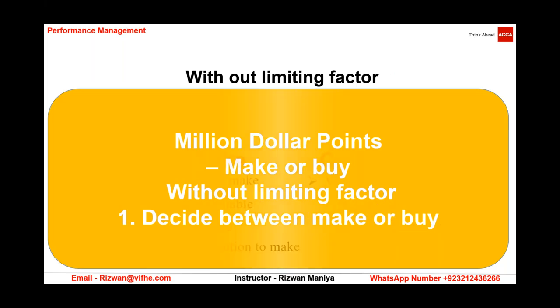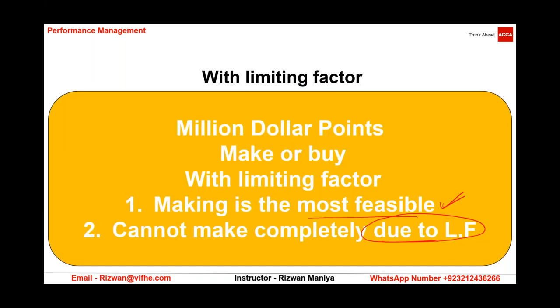And what will be the mindset when it is with limiting factor? The mindset will be that making is the option. Making is a feasible option, right? But what is the problem? The problem is we can't make due to the limiting factor. That is why we'll follow these steps and we'll rank accordingly. Okay? Clear, everybody?